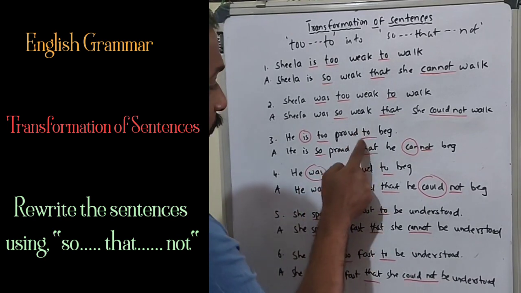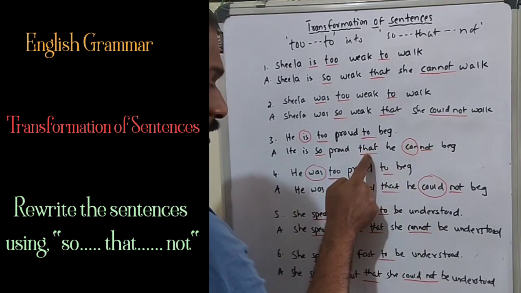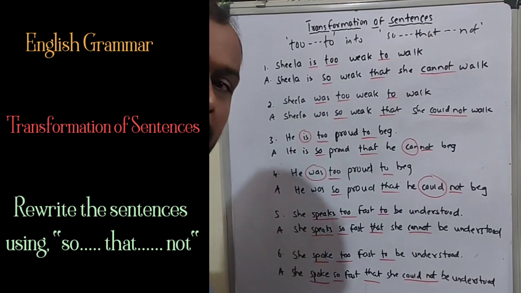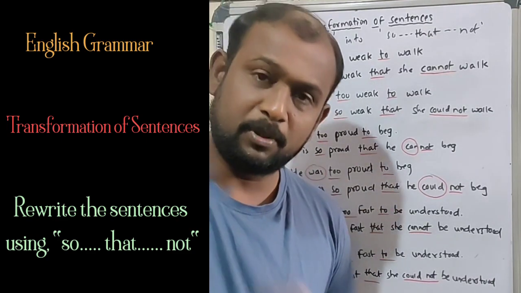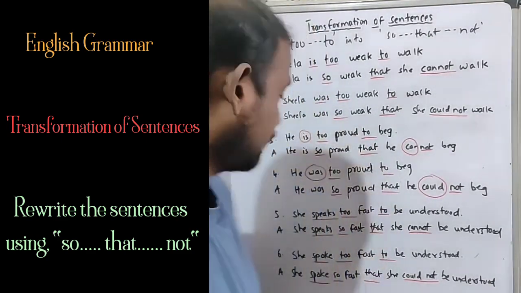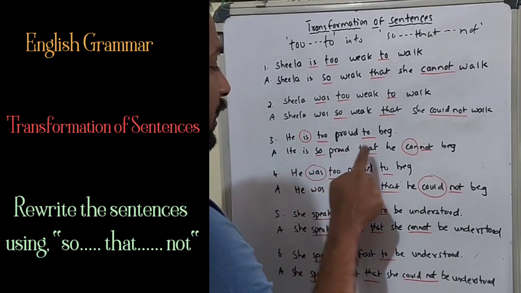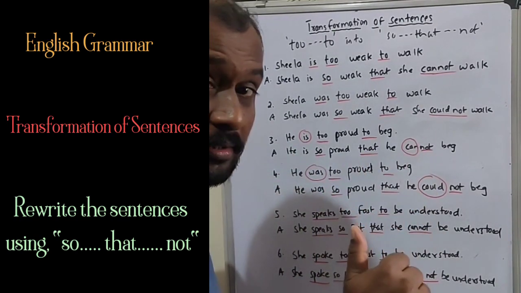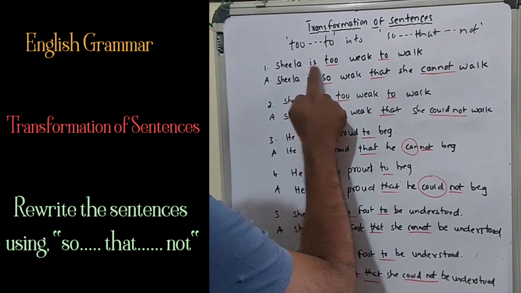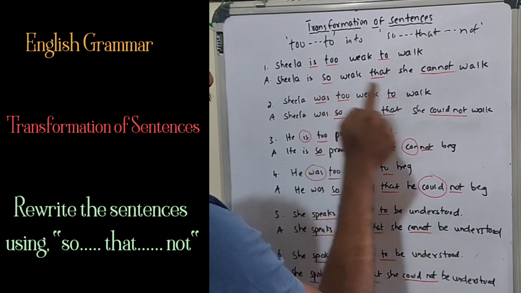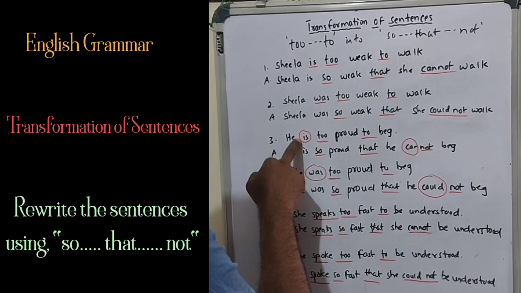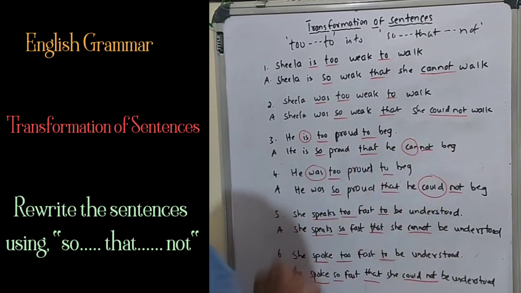And in the place of "to", you must write "that" and "not". Write first "that". And as "he" is the subject itself, a pronoun, please use it as it is. Okay, he is so proud that he cannot. Why "cannot"? I told you that in case of present tenses, use "cannot". In case of past tenses, use "could not". So, as this is present tense, I am using "cannot" and "beg".